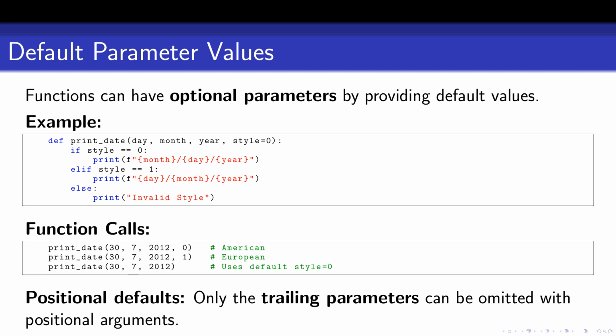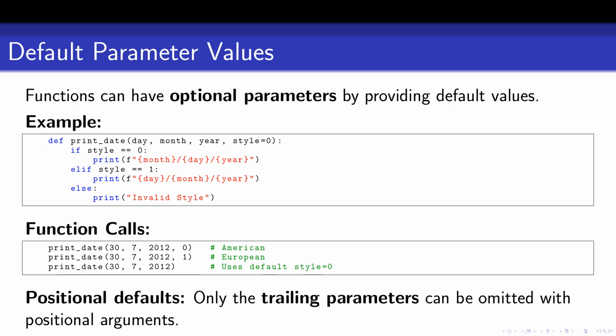Functions in Python can also have default parameter values, which allow some arguments to be optional. This means that when calling the function, you can omit those arguments if you're okay with using the default values defined in the function header. For example, in printDate, with the parameters day, month, year, style equals 0, the style parameter defaults to 0 if not specified. This makes the function more flexible. You can call it with or without the optional parameter depending on the use case.